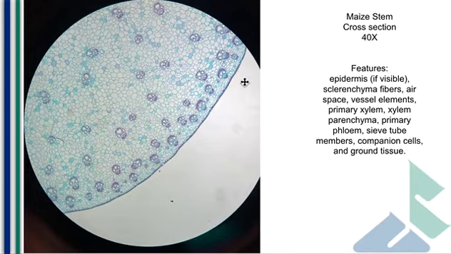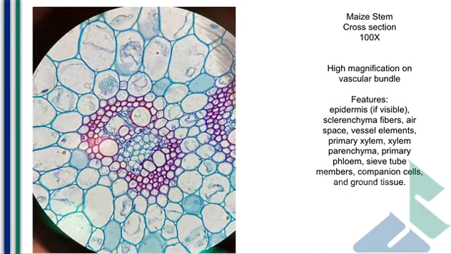Now let's go through and label everything that we see. And to do that, we'll have to zoom in at a much higher magnification. So at 100x, we can see a close-up of a singular vascular bundle. Now, the outside of the stem, the epidermis, would be somewhere over here.